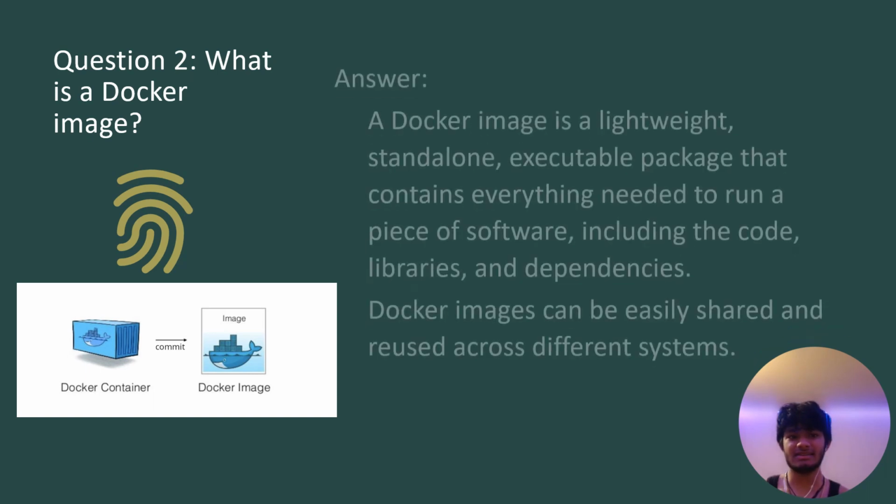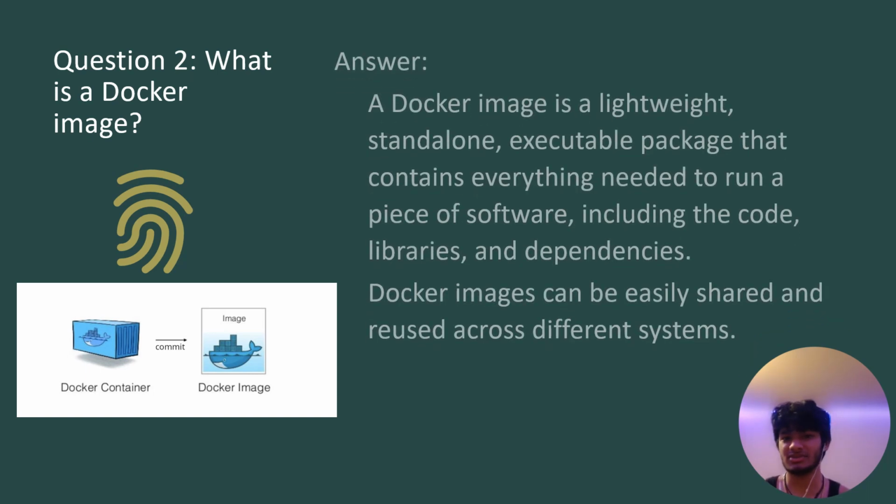Another way to put it is a Docker image is like a recipe for software applications. It's a self-contained package that includes everything needed to run an application, and it's created from a Dockerfile, which we will cover later on. Containers are the running instances of Docker images, and Docker registries are repositories where images can be stored and shared.